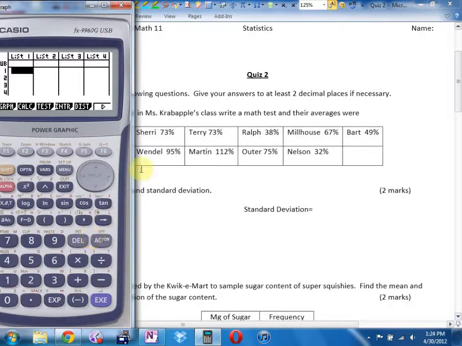Answers to quiz 2. This is not a frequency chart. This is just the data listed. So I'm going to type them in. 73, 73, 38. How about 385, Mr. Dueck? That's a mistake. 38, 67, 49, 95, Martin, Uter, 32. 9 pieces of data. Let's double check. 1, 2, 3, 4, 5, 6, 7, 8, 9. Yay, I didn't miss any.